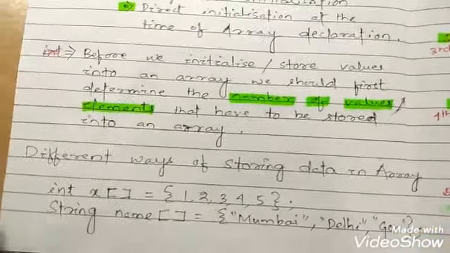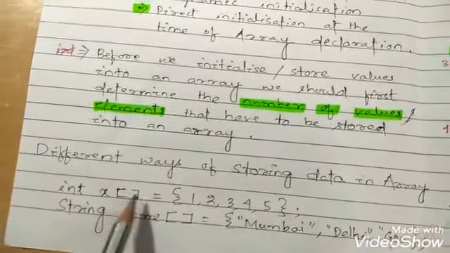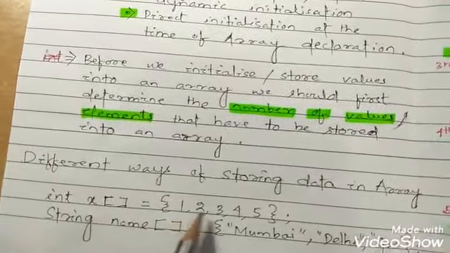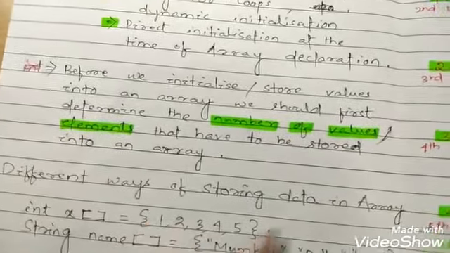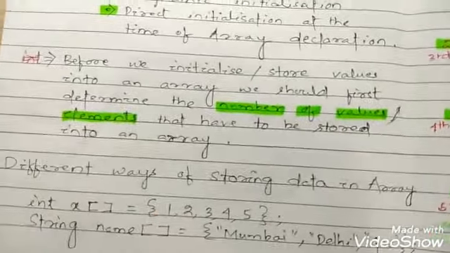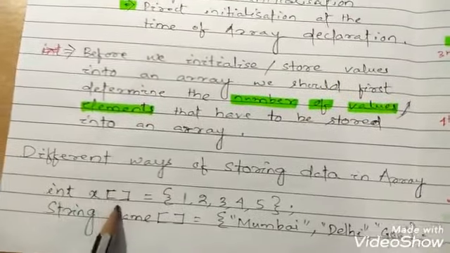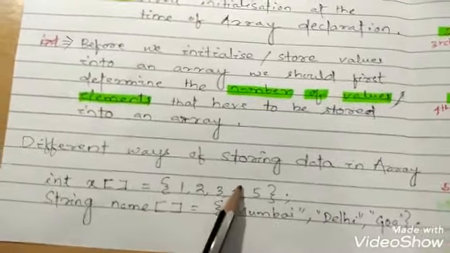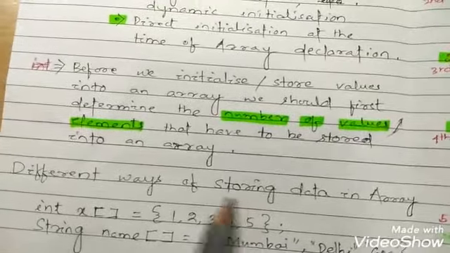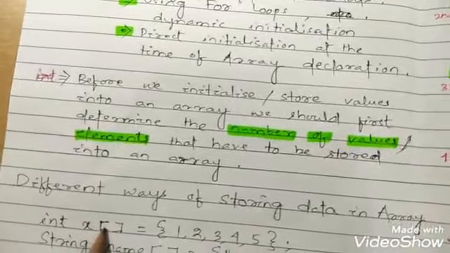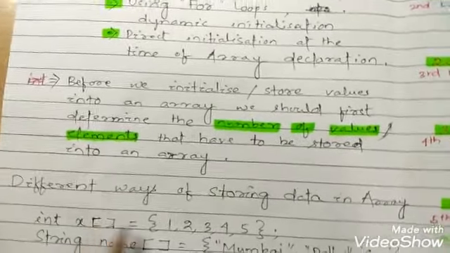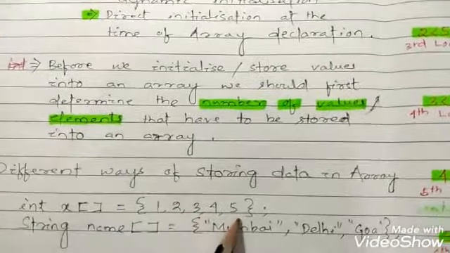So, different ways of storing data in an array. For example, now look at this one. int x array equal to 1, 2, 3, 4, 5. Serially I have written, within the two curly brackets. Here I have declared an array variable. At the same time, I have stored these 5 elements, 5 values, inside this array. So what is the content of this x? The content of x is 1, 2, 3, 4, 5.